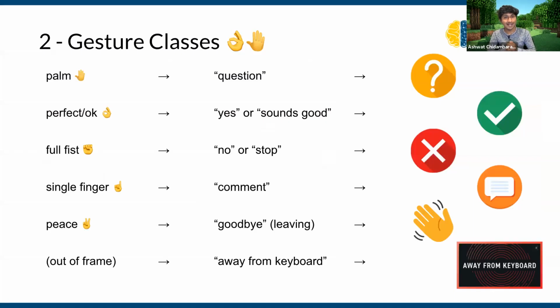Now moving on to gesture classes. On the left side, you can see all of the emojis showing what kind of hand gestures we use for these classes. The middle is the class that we wanted to identify, and on the right side is the icon that we wanted to show. For us, we thought the most core things people want to say that they don't need to unmute for are: I have a question, or yes, sounds good. You can say no, please stop. I have something to say, a comment. One or two fingers, peace sign, like I'm going to go, goodbye, end of the call.